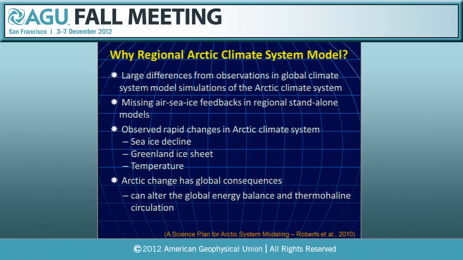There have been various regional standalone models, and by that I mean typically land atmosphere models simulating the Arctic, but then they end up missing important atmosphere-ocean feedbacks, air-sea interactions, because typically they have had a specified ocean and sea ice cover, although we've already seen some talks where people are moving beyond that. And as everybody in this audience, I'm sure, understands, the Arctic climate system has seen very rapid changes in climate, some of the largest changes on the planet in recent decades with the sea ice decline. Greenland ice sheet changes are, of course, a major area of concern with their contribution to sea level rise and, of course, the large temperature changes that Jennifer showed clearly in her first talk this morning.